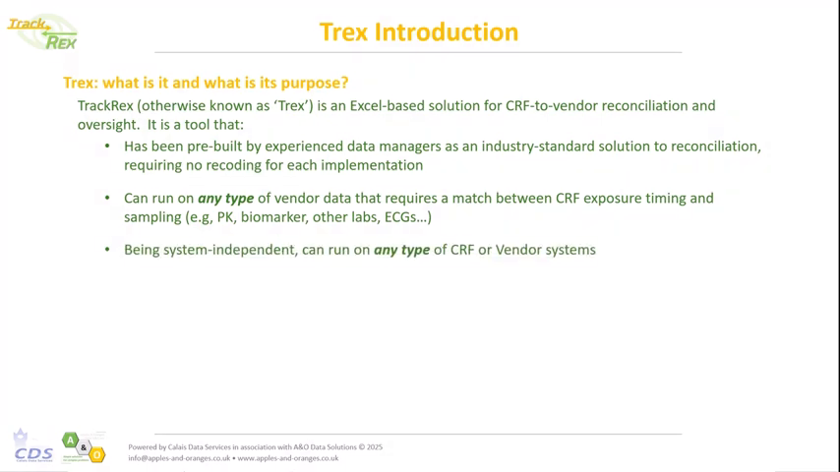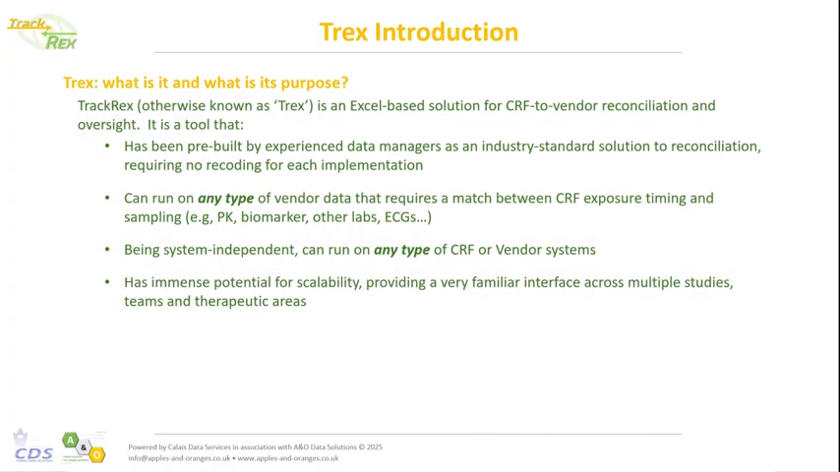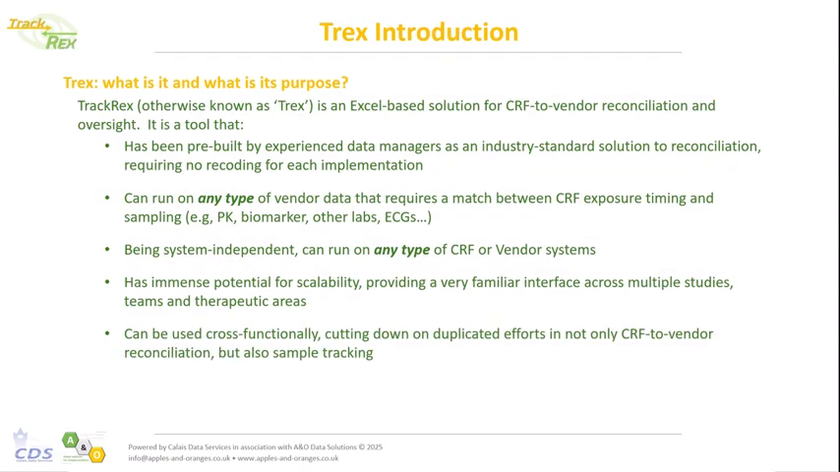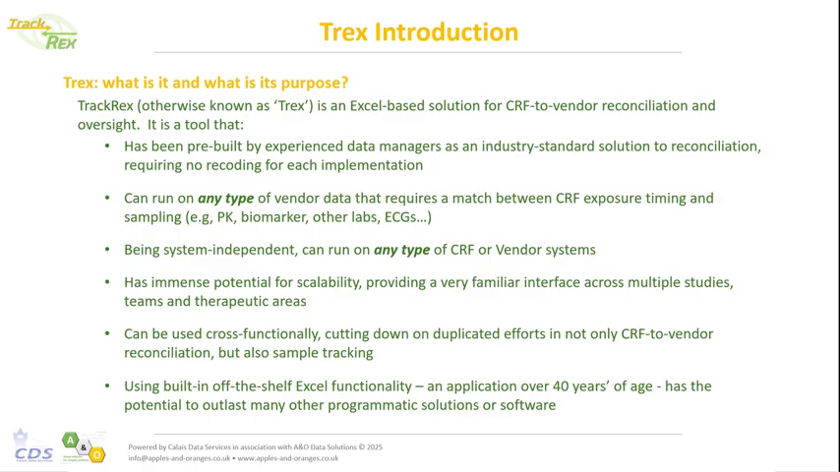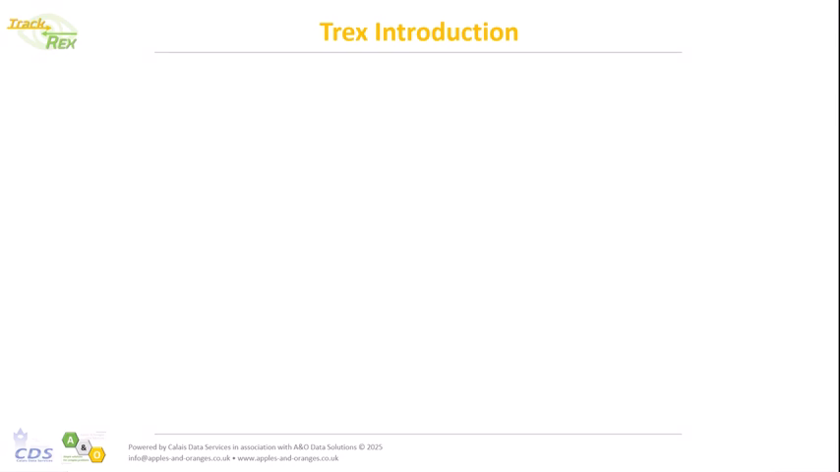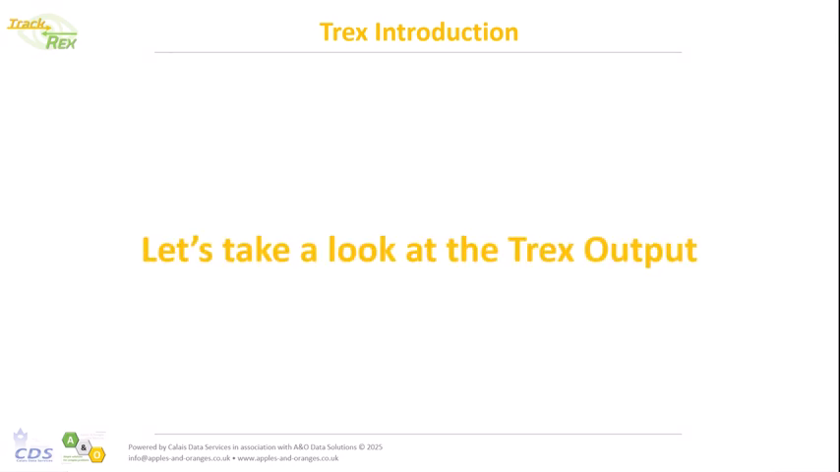Being system independent, it can run on any type of CRF or vendor systems. It has immense potential for scalability, providing a very familiar interface across multiple studies, teams, and therapeutic areas. It can be used cross-functionally, cutting down on duplicated efforts in not only CRF to vendor reconciliation, but also sample tracking. Using built-in off-the-shelf Excel functionality, an application over 40 years of age has the potential to outlast many other programmatic solutions or software. As mentioned, we'll keep this presentation as visual as possible. So let's take a look at the TrackREX output.